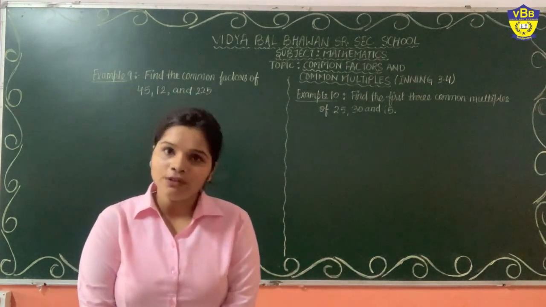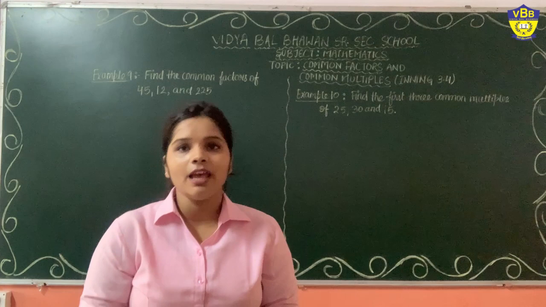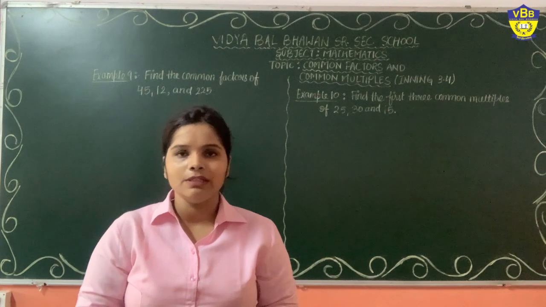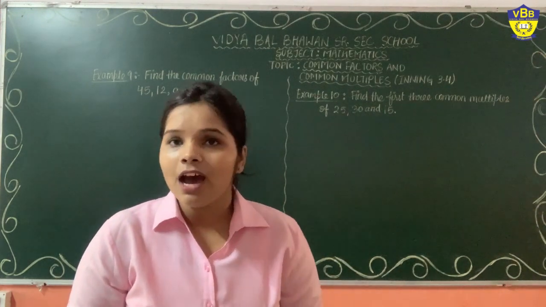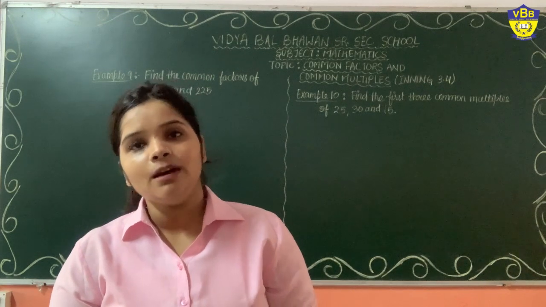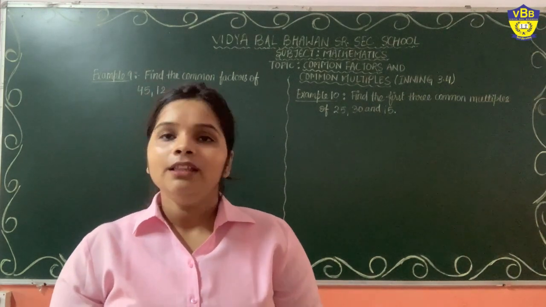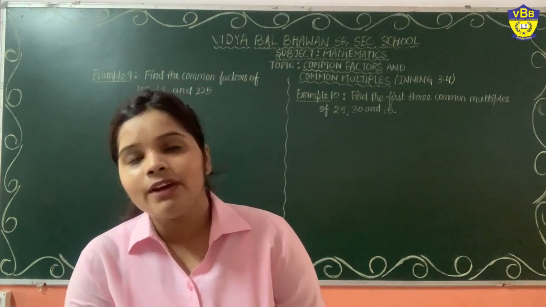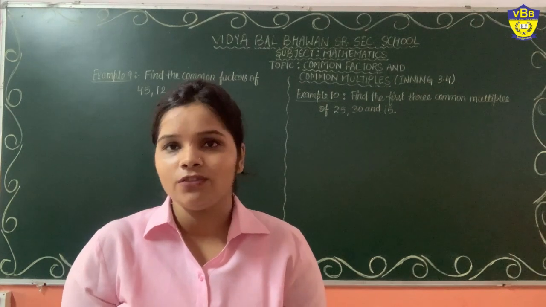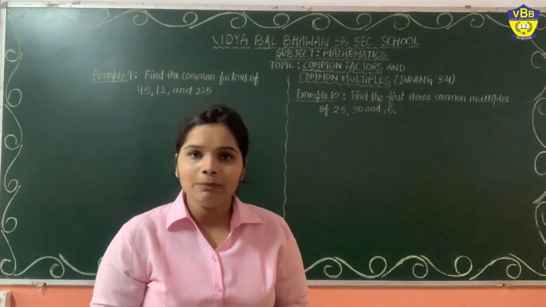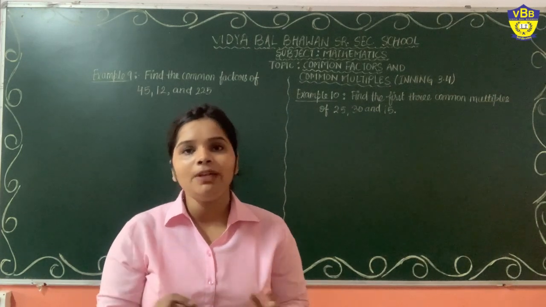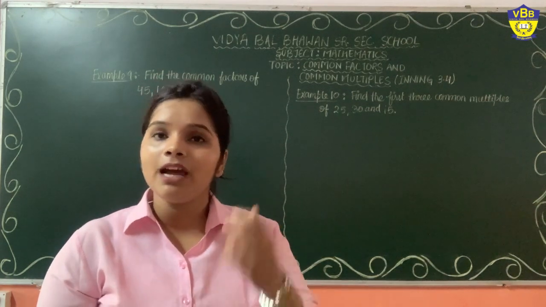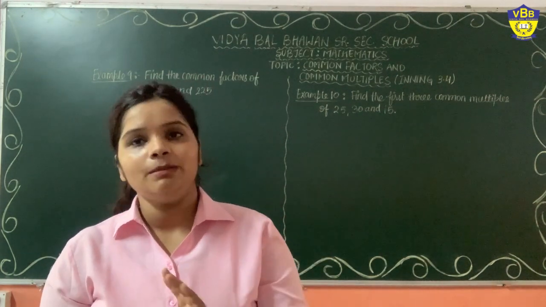Before that, all of us know what factors and multiples are, how we find the factors and how we find the multiples. Basically, factors are the divisors of the given numbers. Suppose I am asking the factors of the number 45. Then the numbers which exactly divide 45 will be its factors. And multiples are simply the tables. The numbers which come in that particular number's table are the multiples.